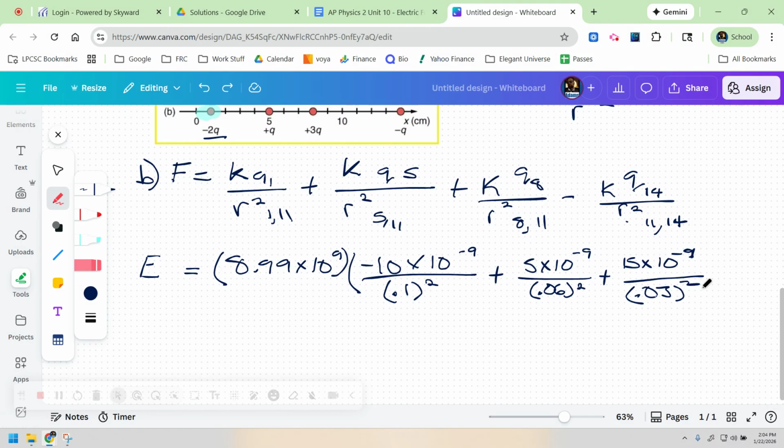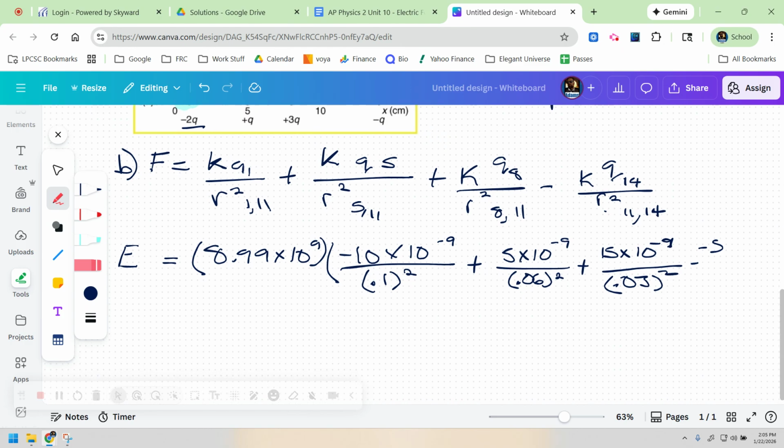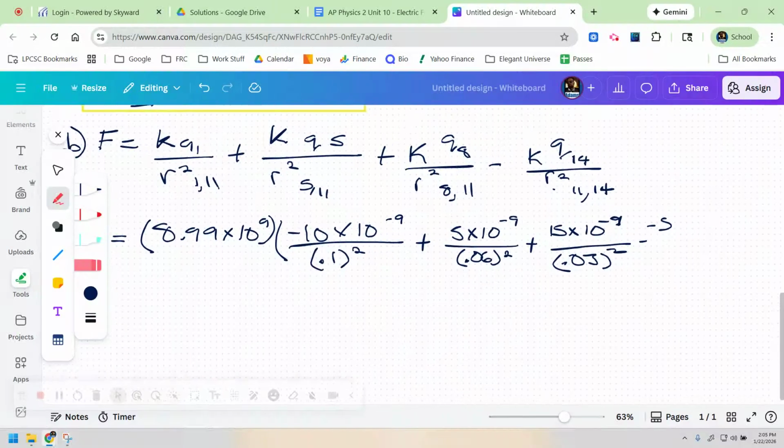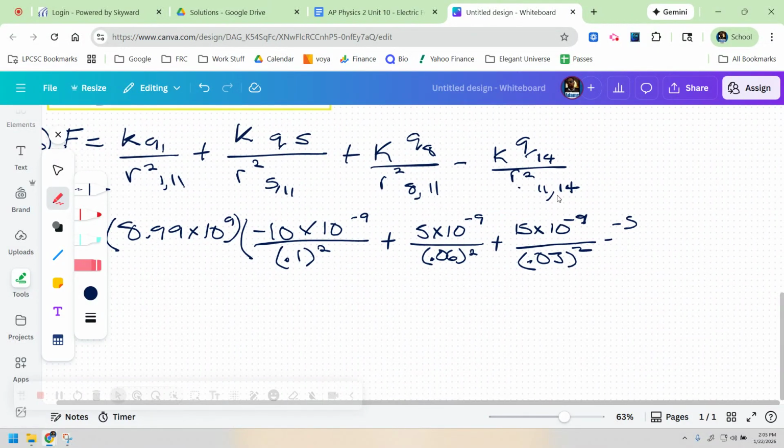All right. So now I'm going to subtract. I've got one negative charge, so I'm going to subtract negative 5. Would it just be add negative 5? Yeah, because wouldn't both negatives cancel out? Well, yeah, but I'm writing it in the formula. So this will be times 10 to the negative 9.